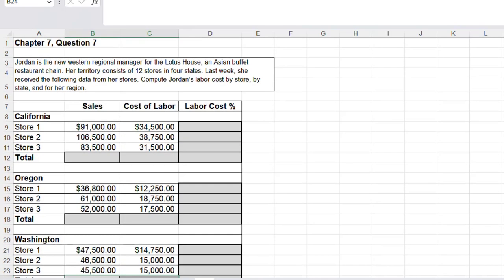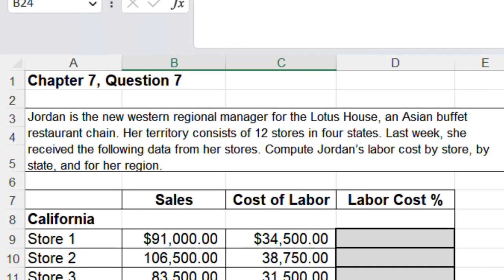All right, let's move on to question number 7. So Jordan is the new Western Regional Manager for the Lotus House, an Asian buffet and restaurant chain. Her territory consists of 12 stores in 4 states. Last week, she received the following data from her stores. Compute Jordan's labor costs by store, by state, and for her region.